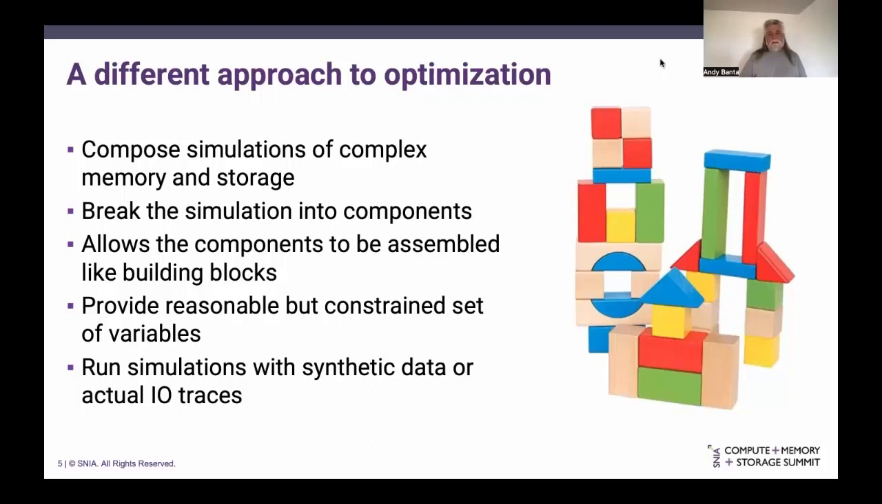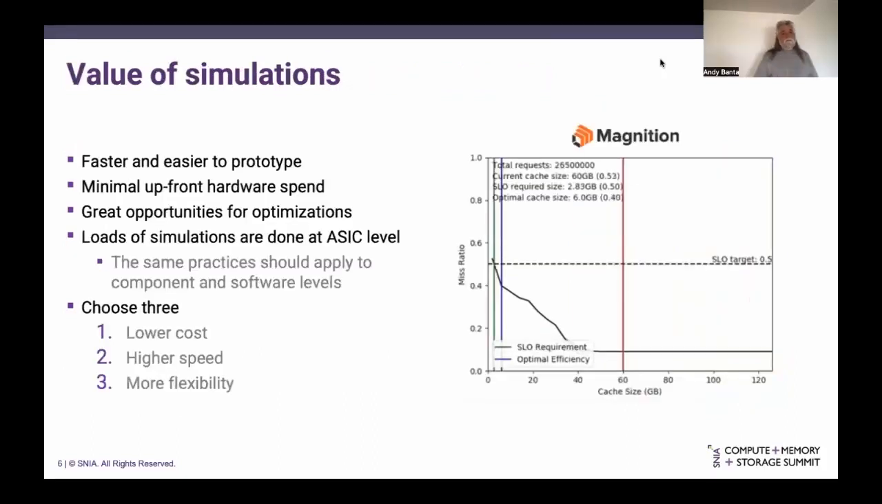You can run these systems against synthetic data, or you can run them against real I/O traces. Magnition has a library of real I/O traces, or you can capture your own real I/O traces and run them against your simulations to figure out what's best for you.